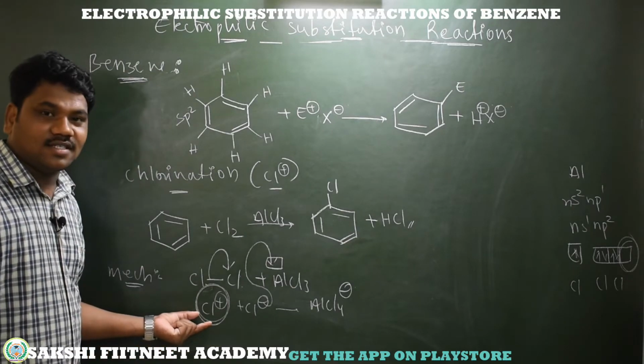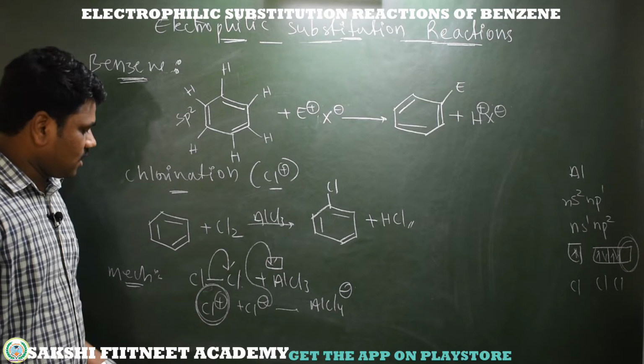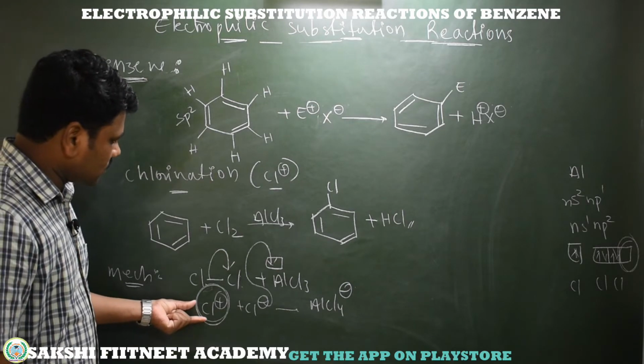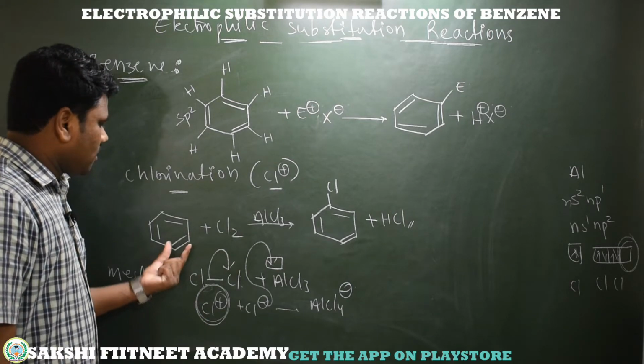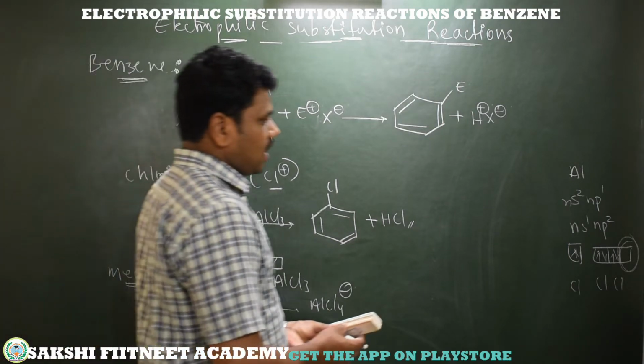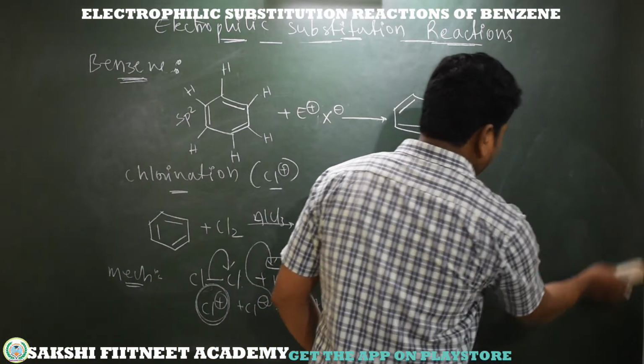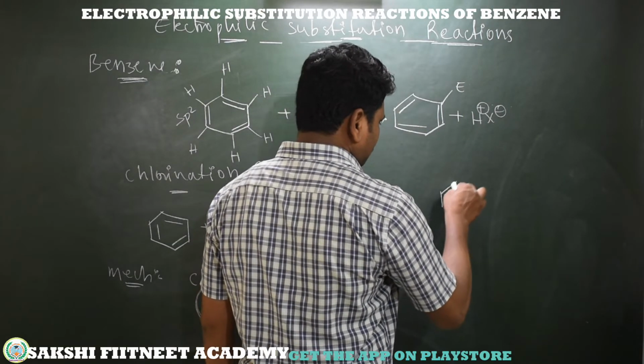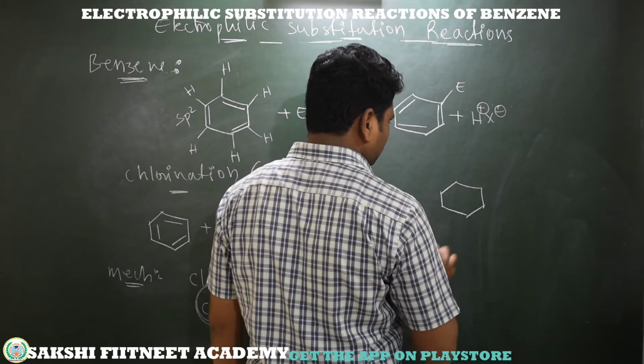Which acts as an electrophile. So now I am taking this electrophile and substituting in any one of these 6 hydrogens. I am writing the mechanism here. This is a benzene ring.